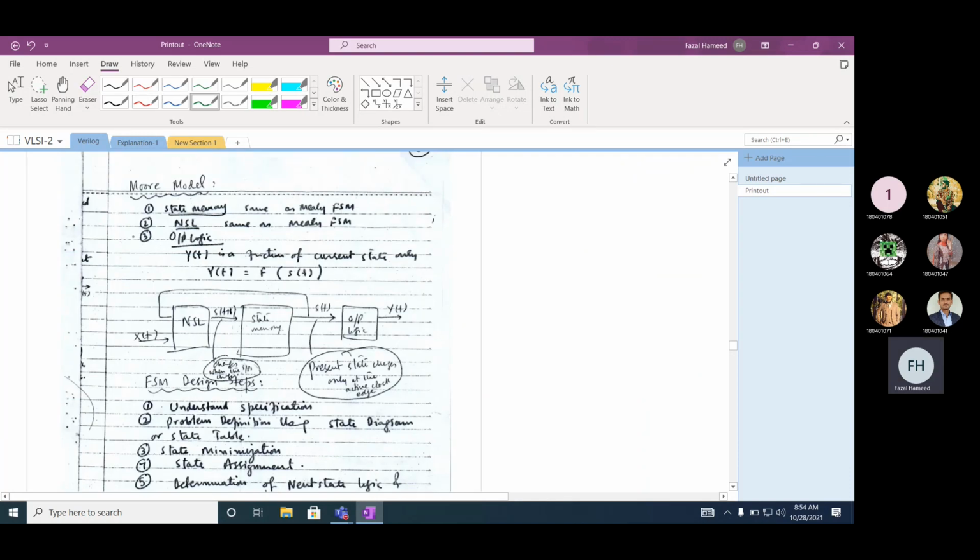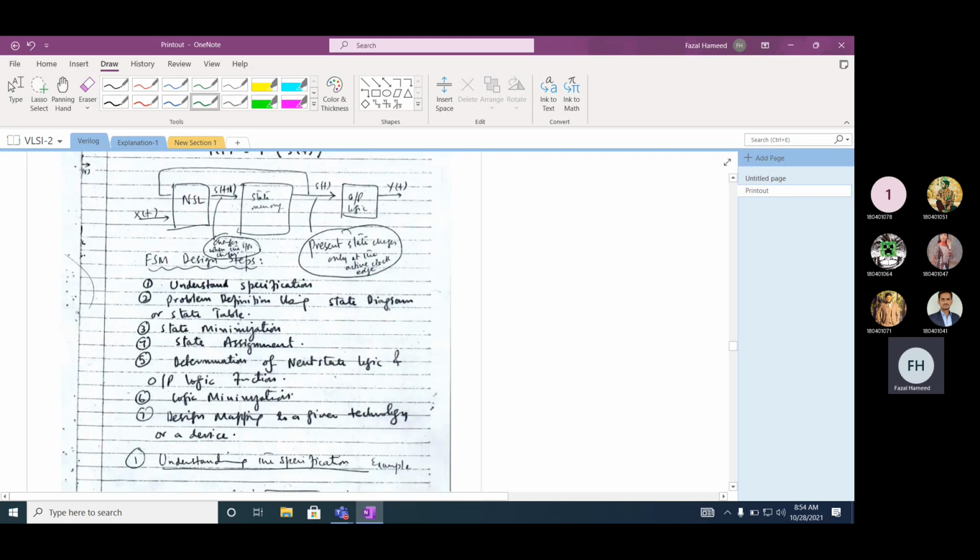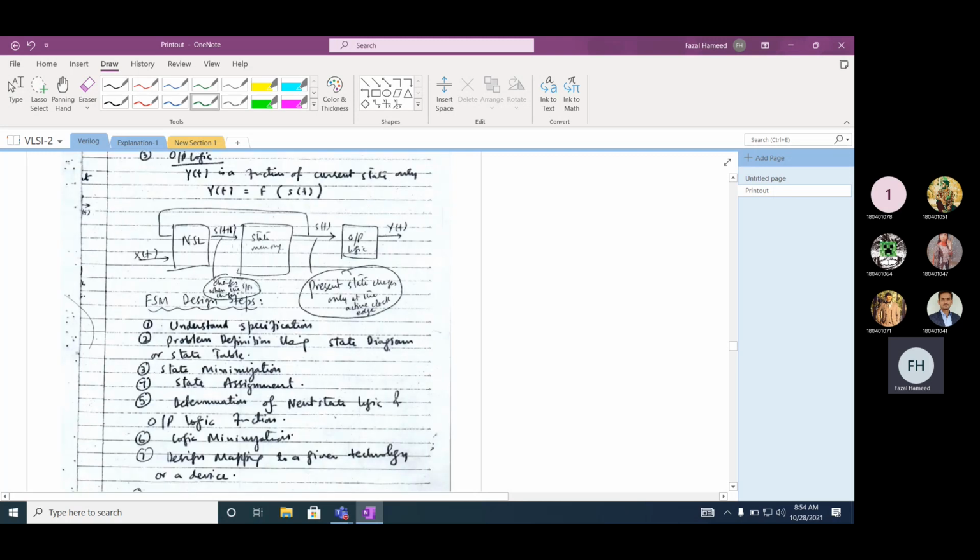We also have the Moore model. Now, if we want to design an FSM, there are some design specifications. There are 7 steps. First, you will understand the specification.